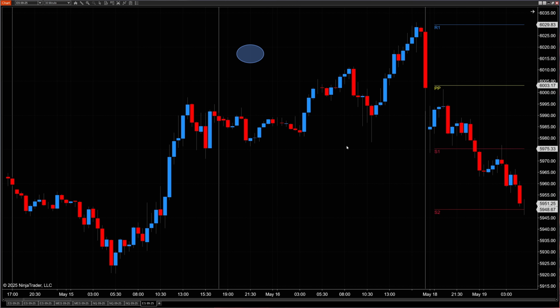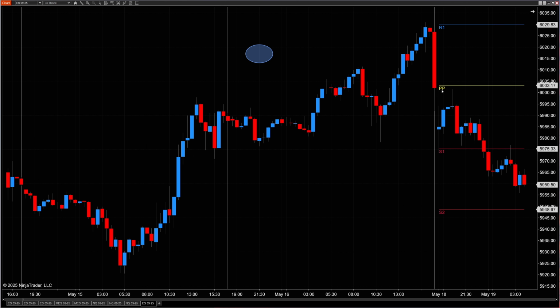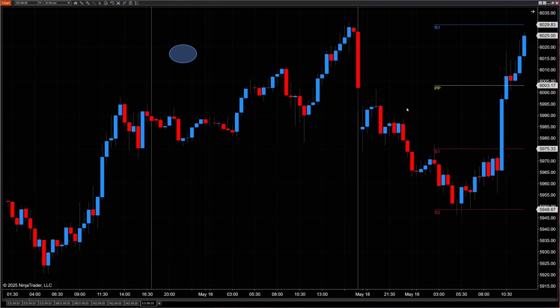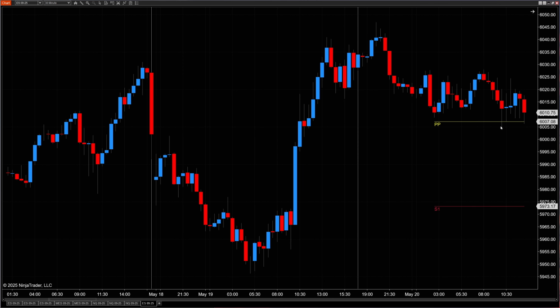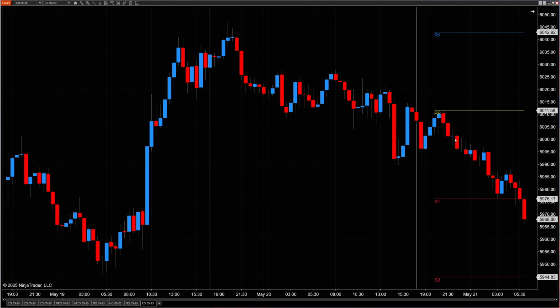Now let's go over to the next day. Next day, here's the P point. We gap down. We did not hit that P point originally, but then ultimately we come back and hit the P point. We scroll to the next day. What do we see? The P point is hit. We scroll to the next day.